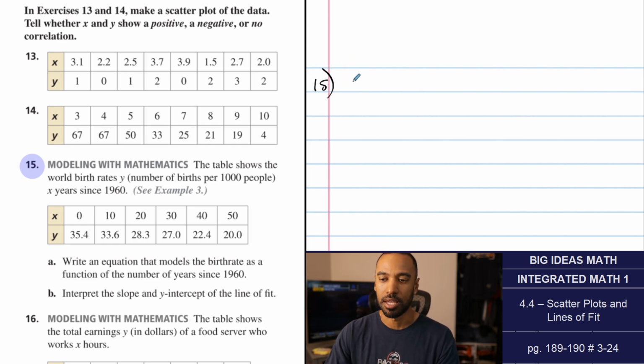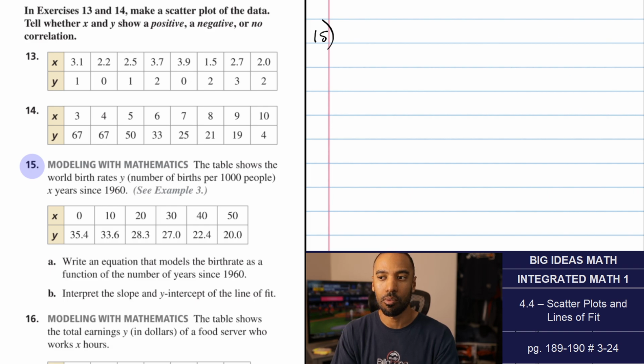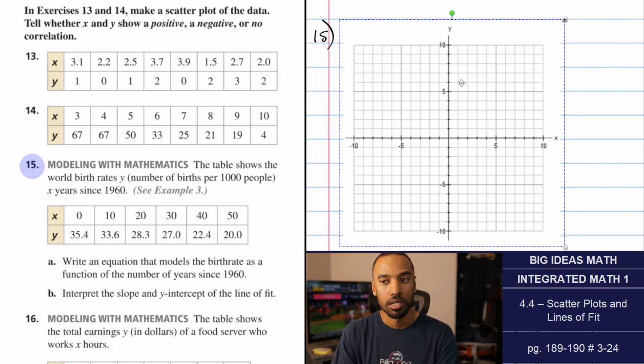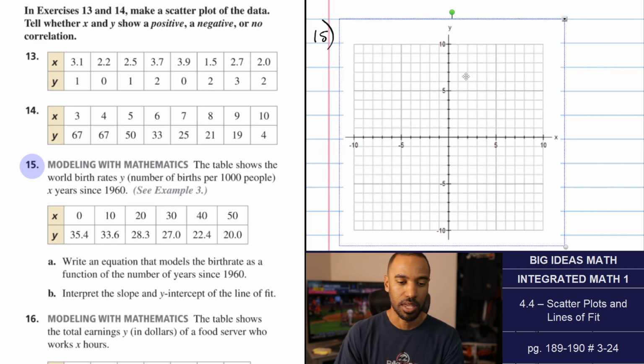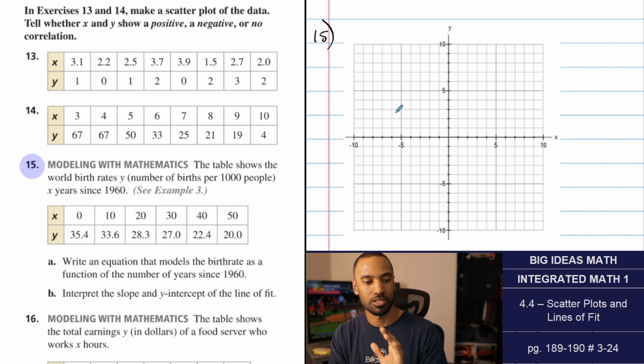They say part A, part B. Number 15, we have the table that said write an equation that models the birth rate as a function of the number of years. In order for us to do that, we are going to have to plot the points in a scatter plot. We're going to have to draw a trend line. Now, this is going to be a little tricky and tough for me. I'm going to do the best I can.